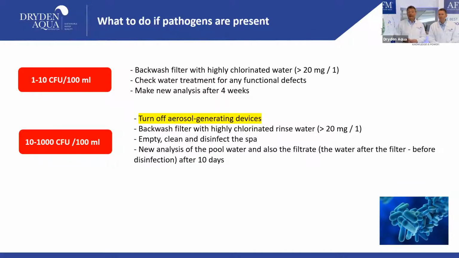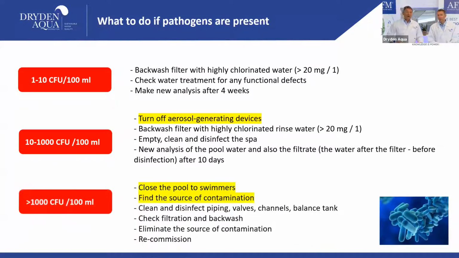And make a new analysis of the pool water and also the filtrate, the water that comes out of your filter, after 10 days. If you have none in your filtrate but you have some in your pool, then you know the filtrate is good, but you have a problem in the pool.